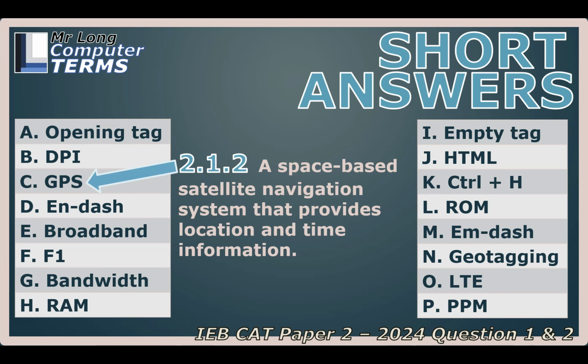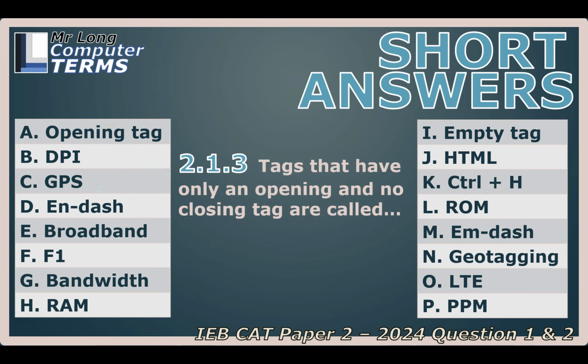Okay, for the web developers. In HTML, a tag that has an opening but no closing tag is called what? That's an empty tag. Why empty? Because it doesn't wrap around other content. It just inserts something, like the br tag for a line break or the img tag for an image.